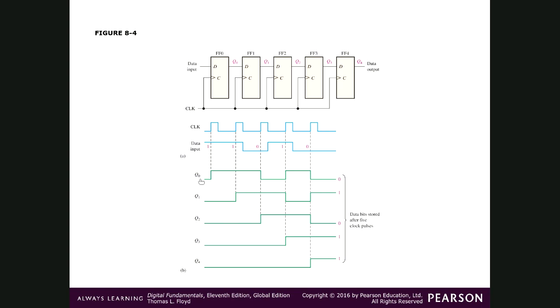So start from 0. First checkpoint, see the data. Data is 1, so the output will be 1. Now second checkpoint, what is the data here? 1. Now the third checkpoint, what is the data? 0. So you have to draw the 0. 0 means down. Now go to the fourth checkpoint. What is the data? 1. Now the final checkpoint. What is the data? 0. So draw here 0.